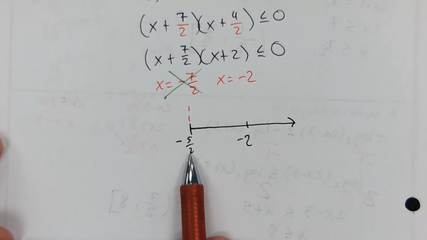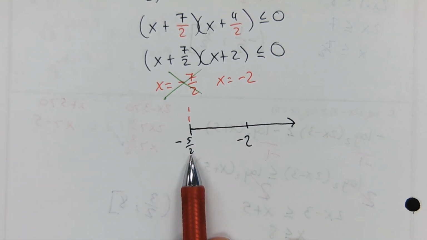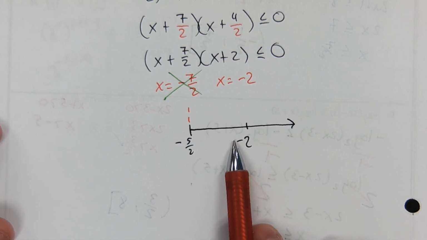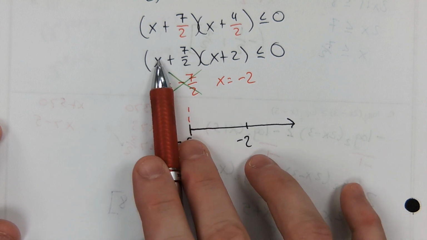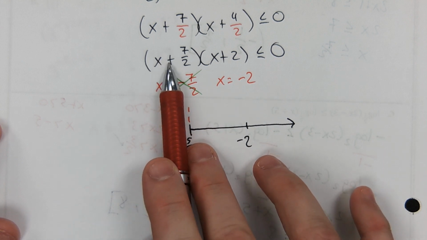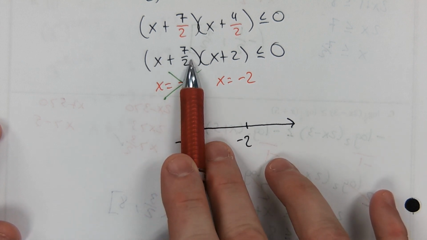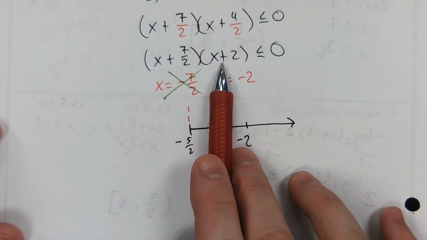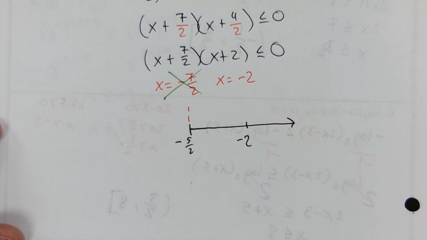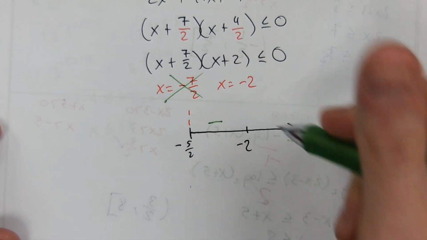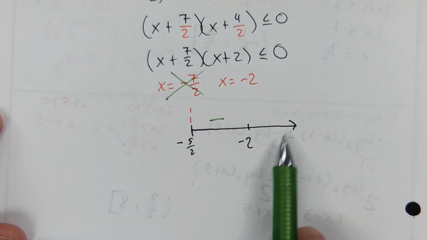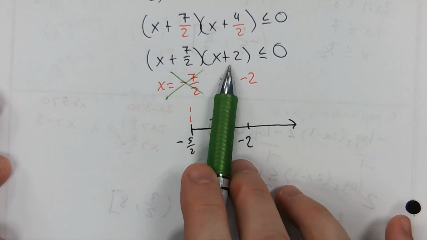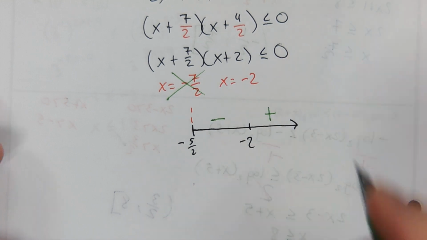This is negative 2.5. So we're going to have to be a little bit tricky with the way that we plug something in. Let's grab negative 2.1. Is that okay? Negative 2.1 plus 3.5, positive or negative? Positive. Negative 2.1 plus 2, positive or negative? Negative. So I have a positive and a negative multiplying, giving me a negative result. And then, to be easy, choose 0. 0 plus this is positive. 0 plus that is positive. 2 positives makes a positive.